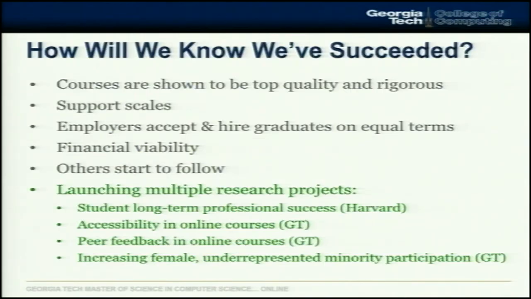And I don't know where it's all going, but I do think I know when we're going to succeed. I think we will succeed, one, when the rest of the world thinks we've succeeded, when we have courses that are shown to be top quality, which I believe we have created, and that we're able to support scale, and that we've got 10,000 students, and that they're happy, or at least as happy as our on-campus students are with their experience. When those people are hired, when they go out in the world, and people just see this as just another way of getting an advanced degree, we've managed financial viability, and others start to follow.